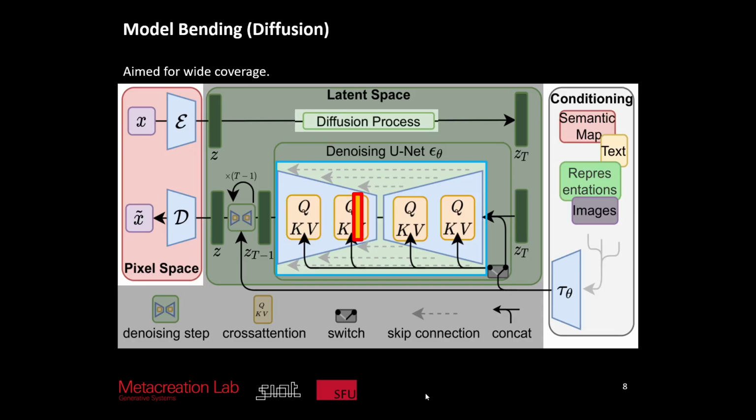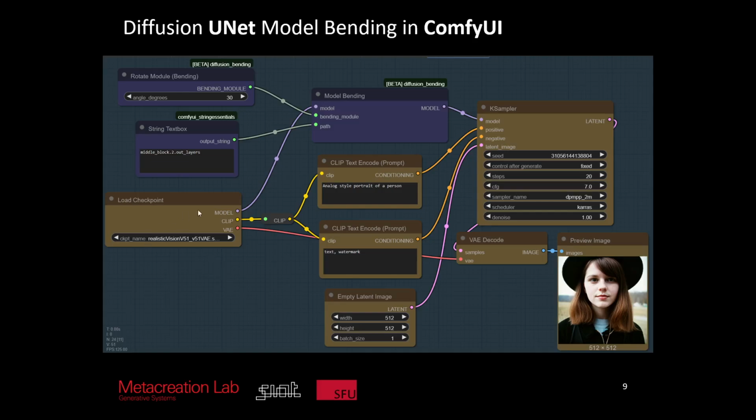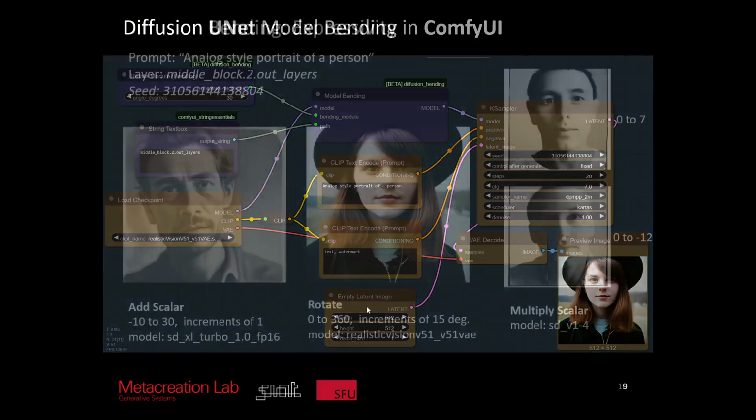We aim to support bending for most parts of the diffusion process, but I'll focus here on bending the UNet model, which is responsible for the denoising process. The part in gold here is the default workflow in Comfy, where we load a model, encode prompts, and then sample. What we do is that we pass the model to the model bending node, and then we select the operation that we want to apply as well as the path to the layer that we want to bend. More on how we select this path later on.